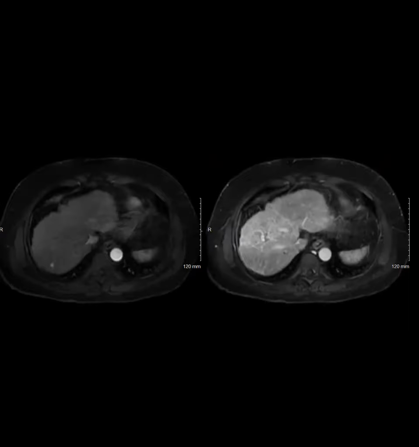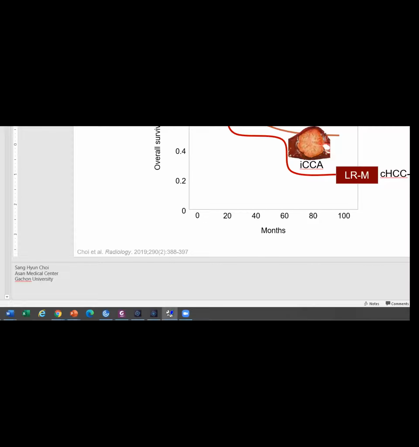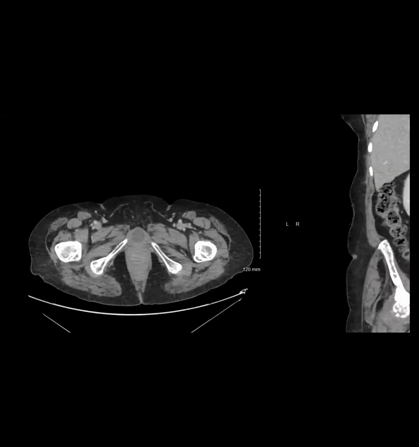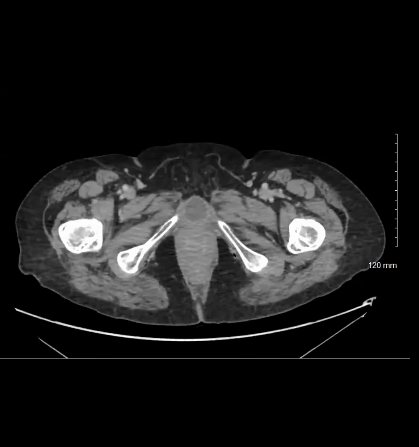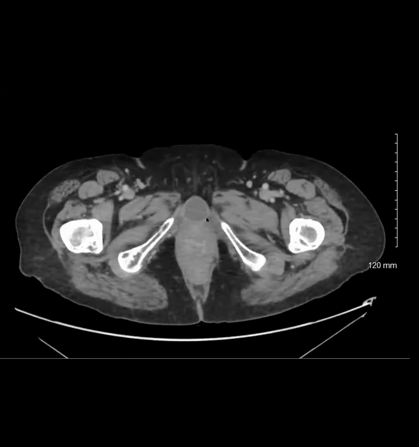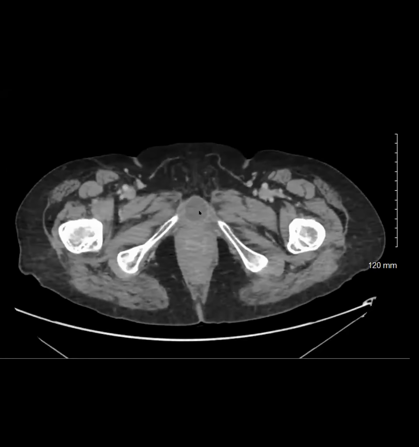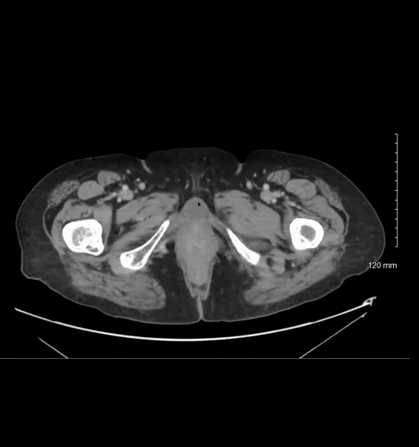All right, so the next case, let me just make sure that I'm not flashing the patient's names. Is it more of an acute kind of case? So this is an incidental finding here. Any thoughts?